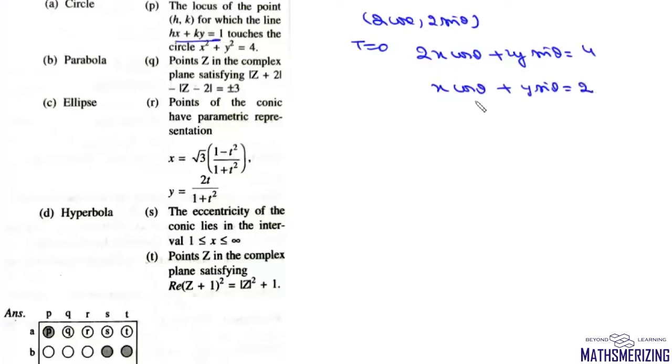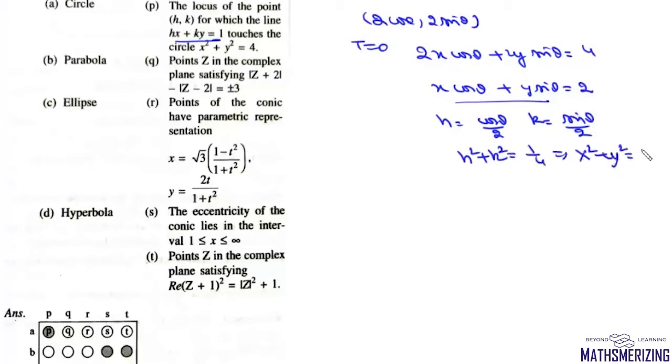Now since this given line is tangent to this circle, from here we can write h as cos theta upon 2 and k as sin theta upon 2. So from here we can write h square plus k square is 1 by 4. So this equation will be x square plus y square equals 1 by 4, which represents a circle. So this P matches with A.